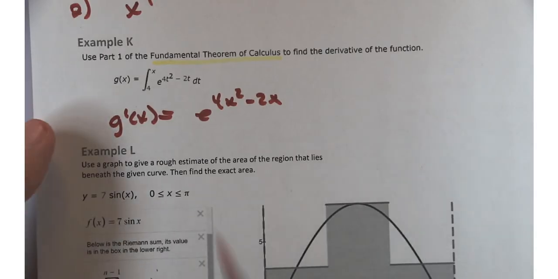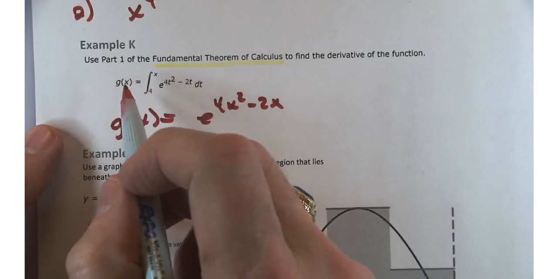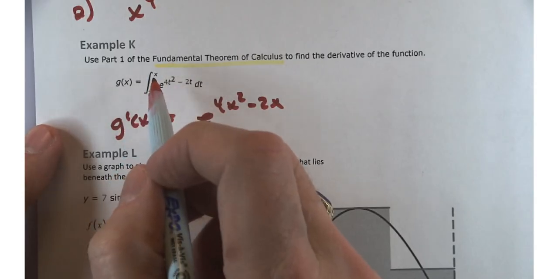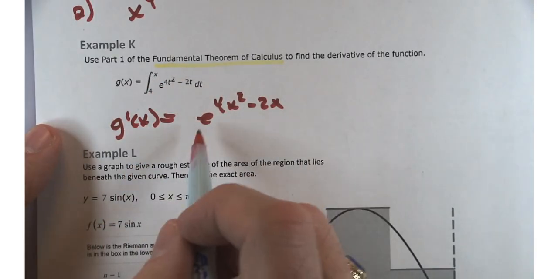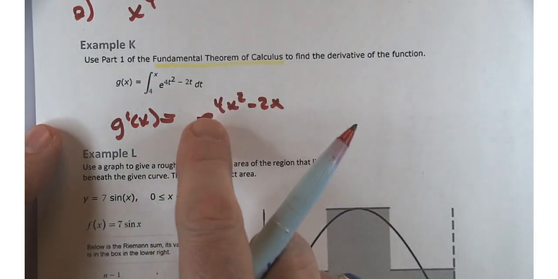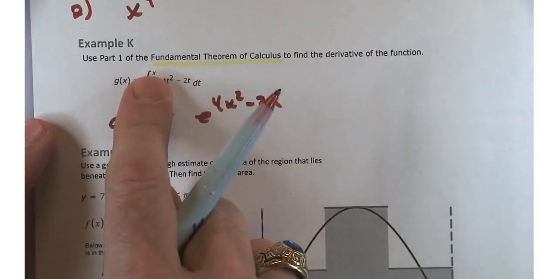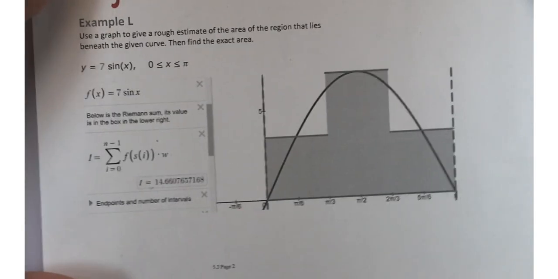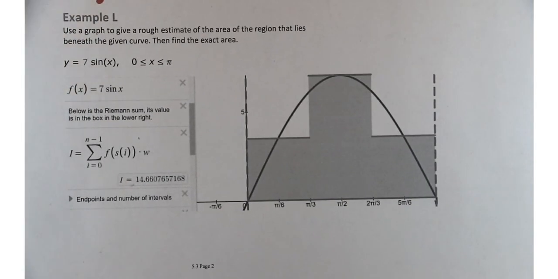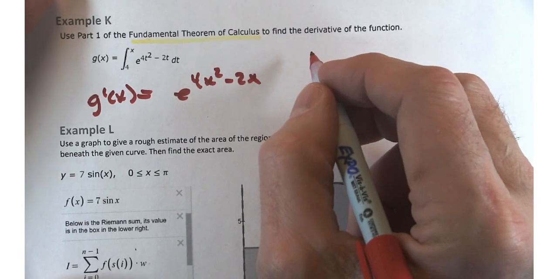Now, one little thing to mention here, if the upper limit is something other than just an x or a y or whatever variable, like an x squared or a sine, then you're going to have to use the chain rule. So it'd be the integrand evaluated at that function times the derivative of that function. Do you have an example of that in here? Sure. I don't have one in here, but let's just make one up.